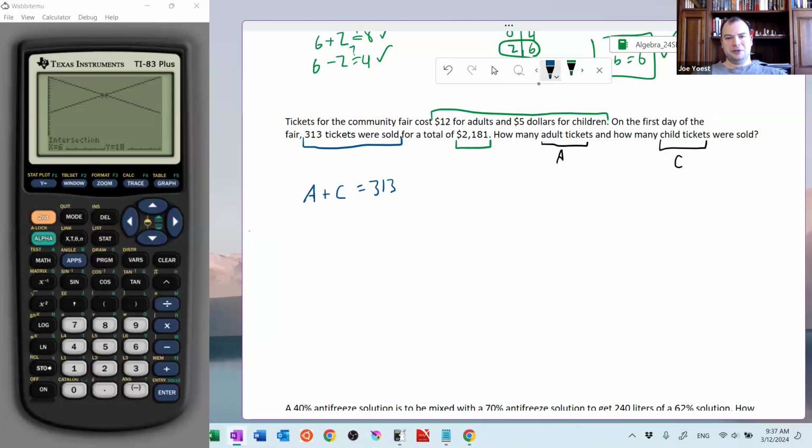And I know the total revenue for the day was $2181. So I know we had $12 times the number of adult tickets. That's the total revenue from the adult tickets. Plus $5 times the number of child tickets. That's the total revenue from the child tickets. That combined revenue is my grand total revenue of $2181. And this is my system of equations, my two equations in two unknowns.